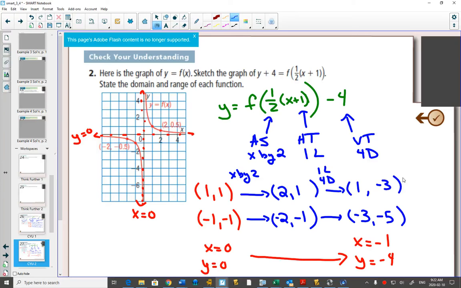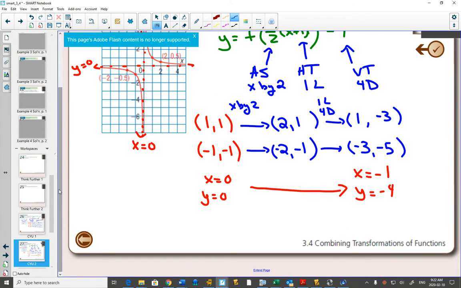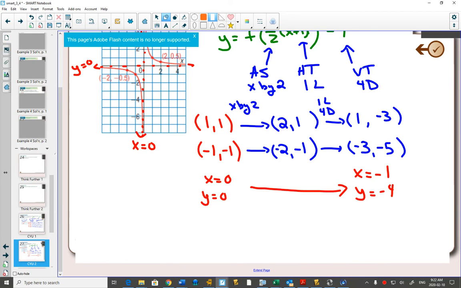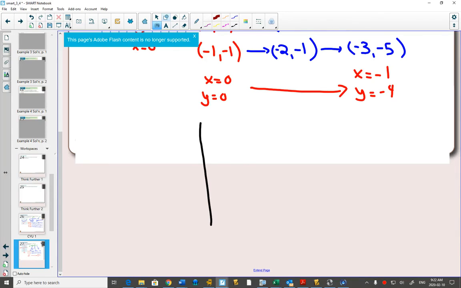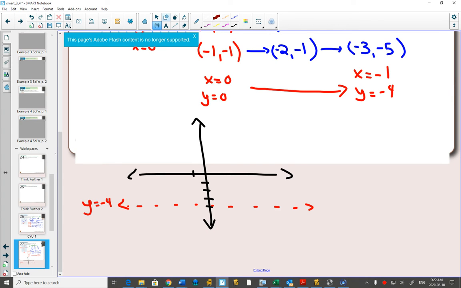On a number of graphs, if you try to graph both of them on the same graph, they get really busy, especially with the asymptotes in this one. So I would suggest when you go to graph, you make a new grid. So here's my new grid. Draw your asymptotes in red. Y equals -4. X equals -1.